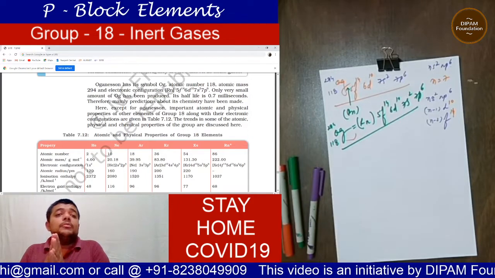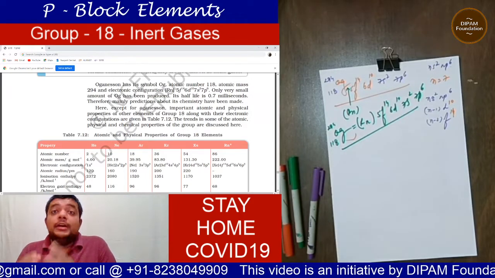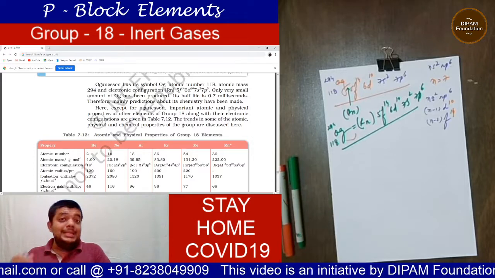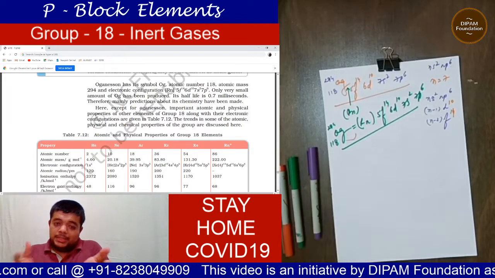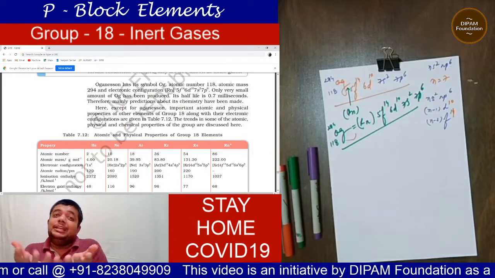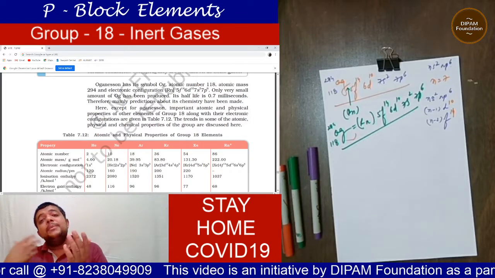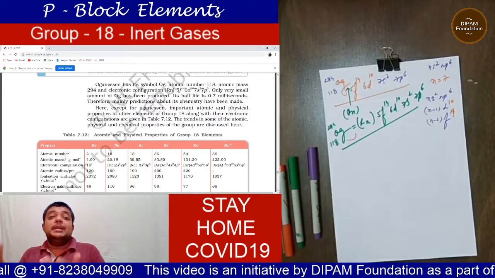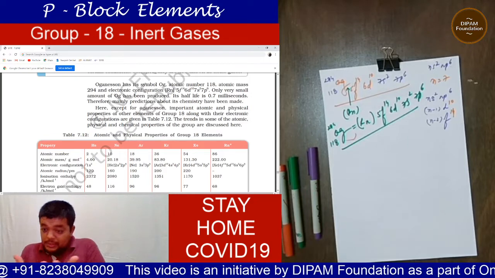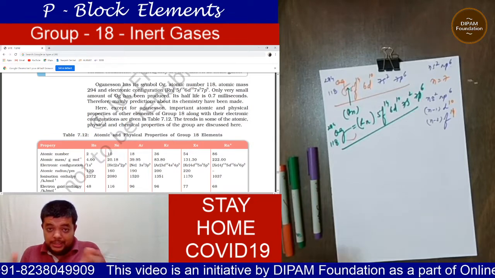Only a very small amount of Oganesson has been produced. Its half-life is 0.7 milliseconds. You can imagine if you take a gram of Oganesson, luckily in your hand, after every 0.7 milliseconds it will disintegrate into one half. It is very difficult to collect it. It is very difficult to produce it.